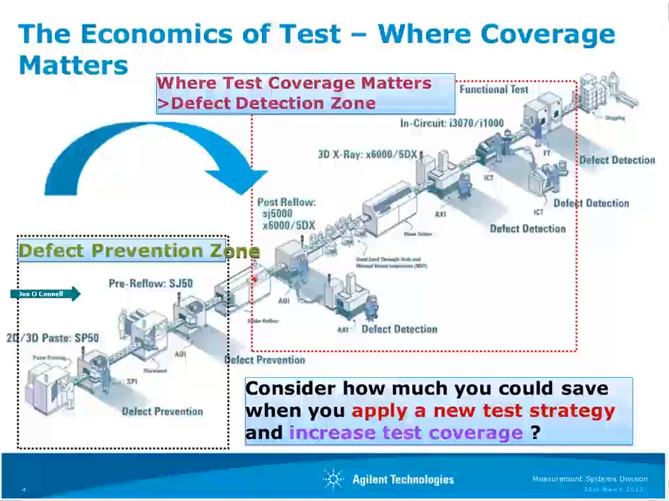Here we can look at a typical production line. This area where we're doing the solder paste inspection and pre-reflow inspection is what can be called the defect prevention zone. So we can employ inspection techniques here to try and help us improve the process. Here, generally in the areas of in-circuit test, electrical and functional test, is where test coverage matters. This is really where test coverage saves you money. We call this the defect detection zone.